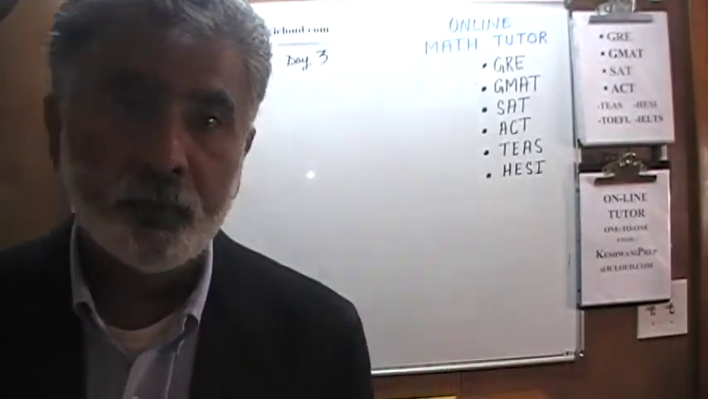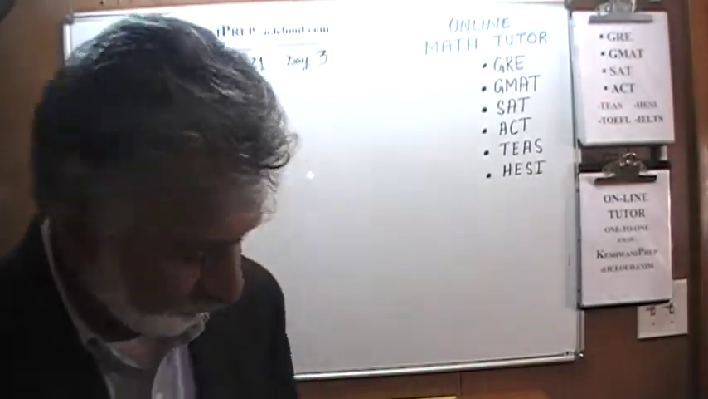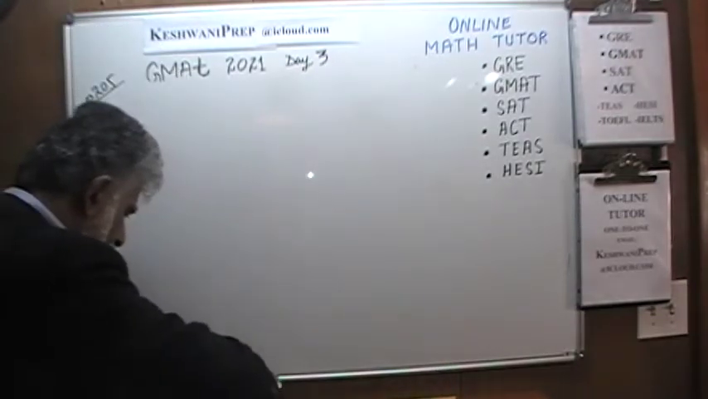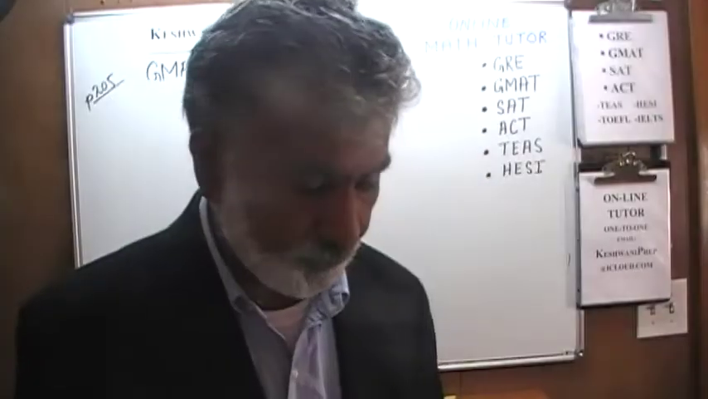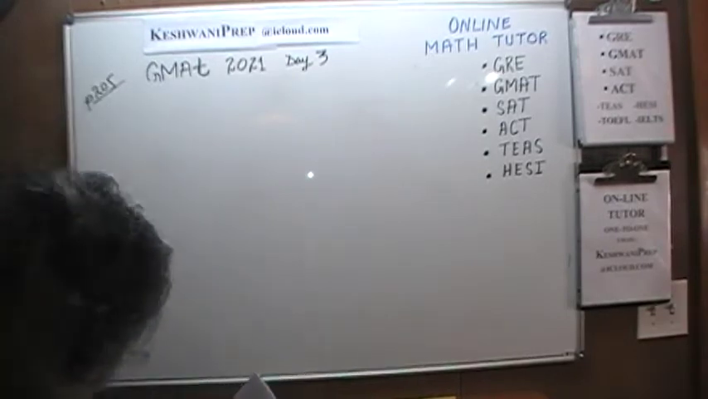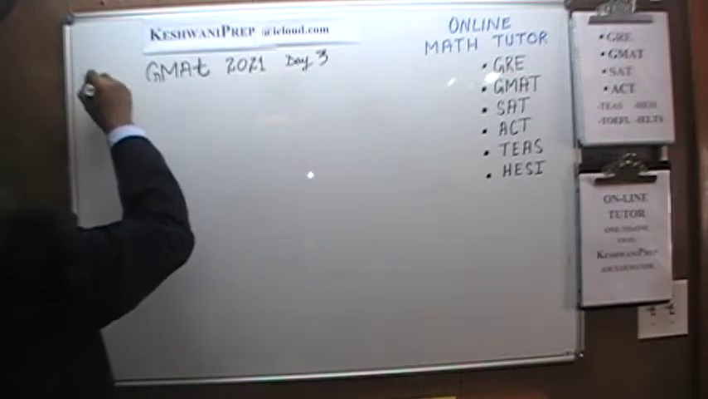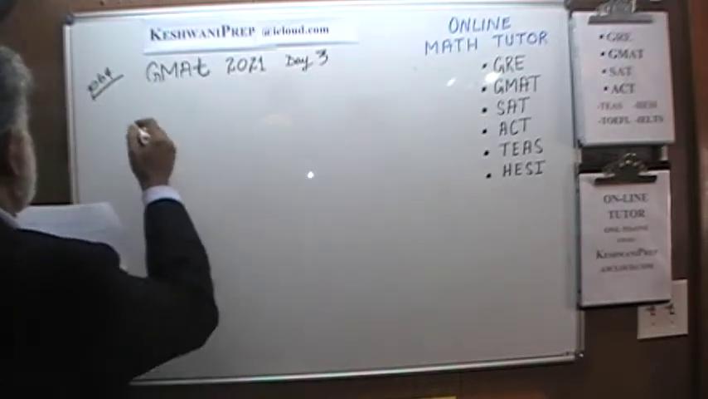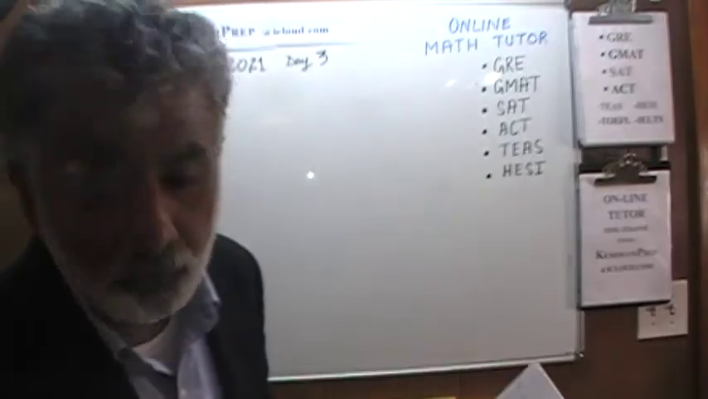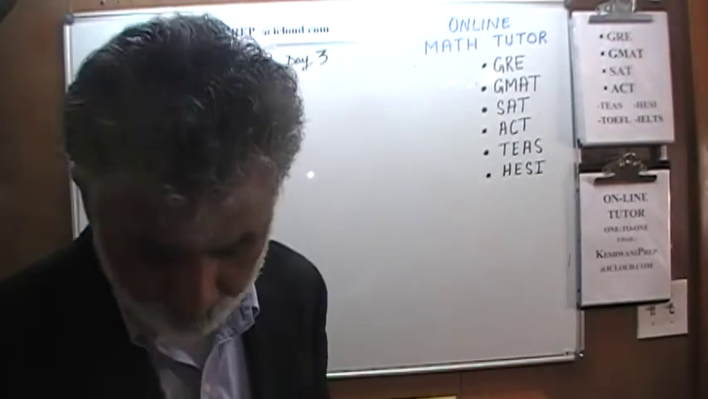Yesterday we did some data sufficiency problems, and today we're going to do some multiple choice problems on page number 64. Make sure the book is in front of you, otherwise you will have trouble following me. On page 64, the very first problem here is number 12, and we have some boxes. I'm not going to read the entire problem verbatim to you. You have to read the problem yourself. You must have the book in front of you.